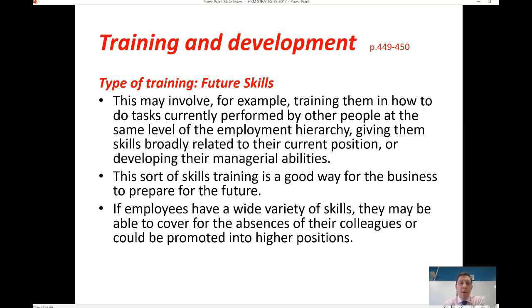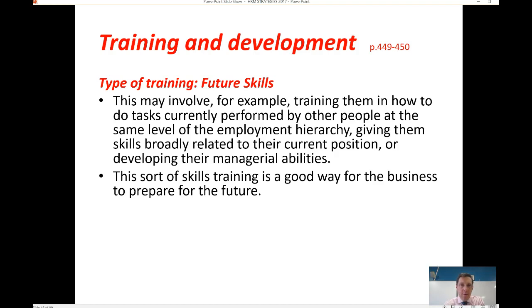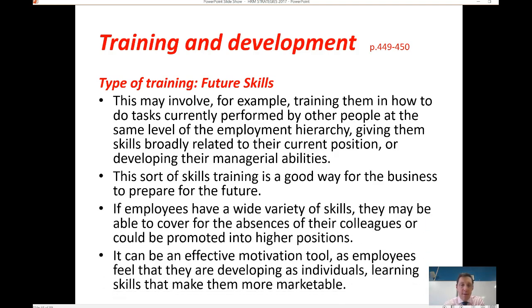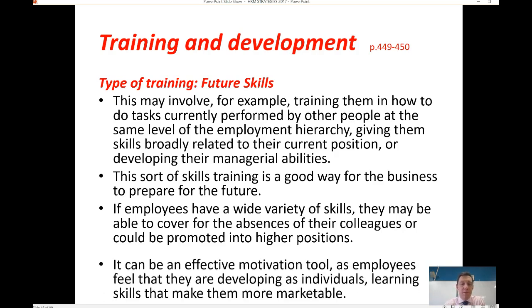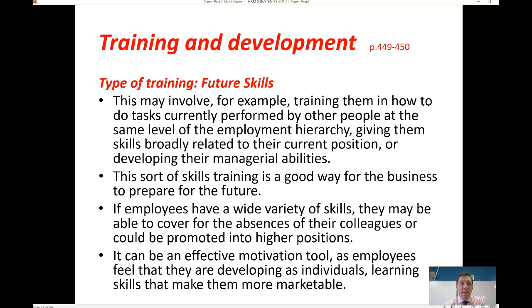If the employees have a wide variety of skills, they may be able to cover for the absences of their colleagues. So someone is unexpectedly away for a period of time, or they go on holiday for a month. If that person's trained in other skill sets, they may well be able to effectively cover that person's absence. It can also be seen as an effective motivation tool because the employees feel that they're developing as individuals, they're learning skills that are important, and that also makes them more marketable as a staff member, and it potentially allows them to be able to ask for things like pay rises.